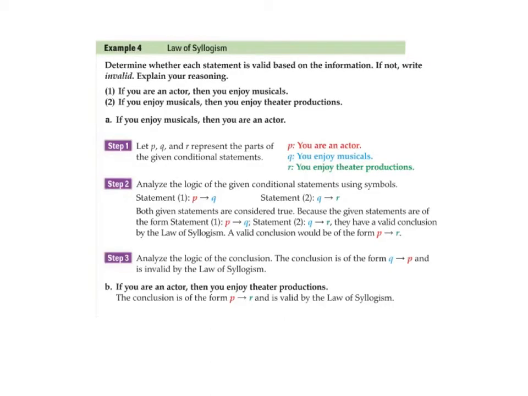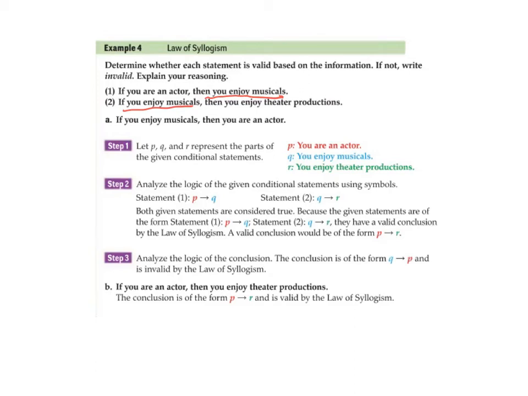Okay, so now let's have a look at the law of syllogism. Okay, the law is another form of deductive reasoning. The law allows you to draw a conclusion from two true statements, where the conclusion of one statement is the hypothesis of the other. Okay, so if you are an actor, then you enjoy musicals. There's the conclusion of the first one, and it becomes the hypothesis of the second one. Okay, if you enjoy musicals, then you enjoy theatre productions.